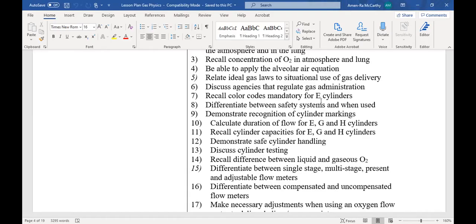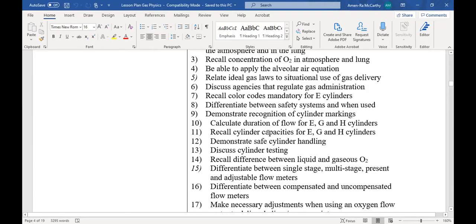One of the safety mechanisms is color coding, all right? Oxygen is green. Oxygen cylinders are green in the United States. Everywhere else in the world, they're white, okay? But that's just one of the safety systems. Demonstrate regulation of cylinder markings. There's certain things that's written on the cylinder on the front, some on the back.